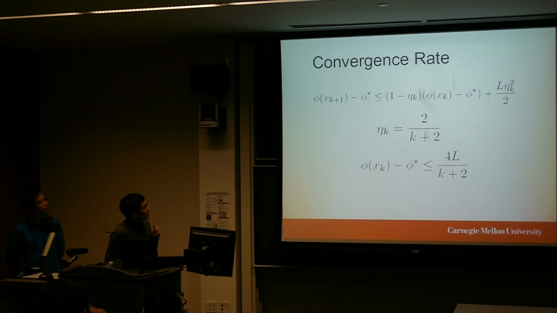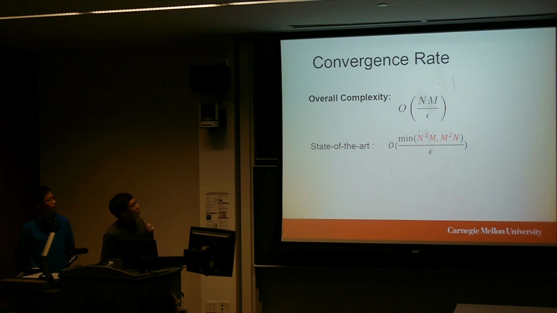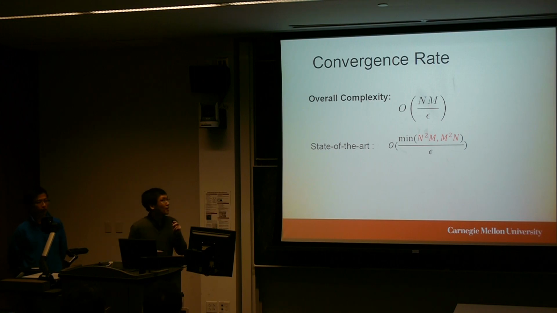So what we have shown is that 1 over k is equivalent to 1 over epsilon. So the overall complexity of our algorithm is O(mn over epsilon). The state-of-the-art algorithm achieves the minimum, because this is the complexity of singular value decomposition, which is cubic. So we are significantly faster than the state-of-the-art method.